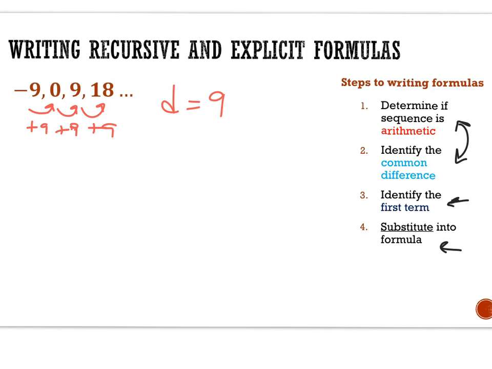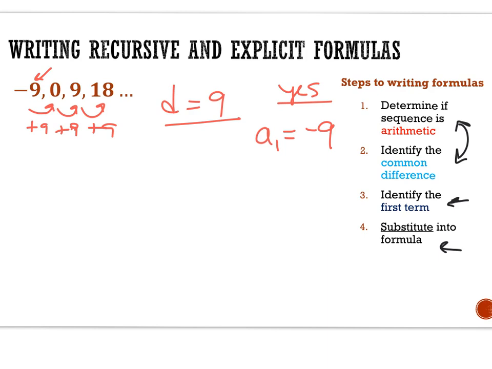And so here, first part is identifying that this is arithmetic. So yes, this is arithmetic. And the common difference in this case is 9. So d equals 9. So I'm going to identify my first term. So I'm going to call that a sub 1 is equal to, in this case, negative 9, because that's my first term. And now I'm going to write my two formulas.